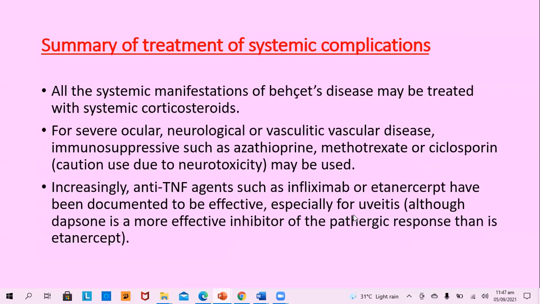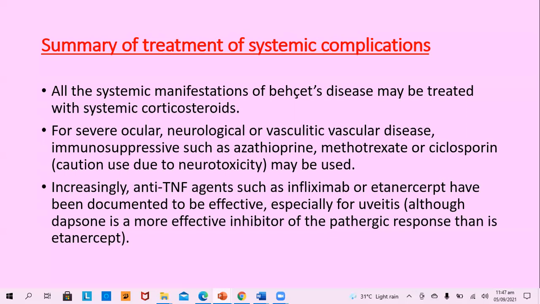Since there is already a lot of confusion because of different regimes and different indications, I have summarized the treatment of systemic complications. Whenever there are systemic manifestations in Behçet disease, they are always treated with systemic corticosteroid as the first line treatment. For severe ocular, neurological, or vascular disease, in addition to corticosteroid, we add azathioprine, methotrexate, or cyclosporin. Caution is used due to neurotoxicity.